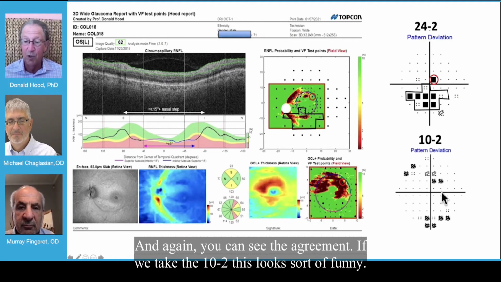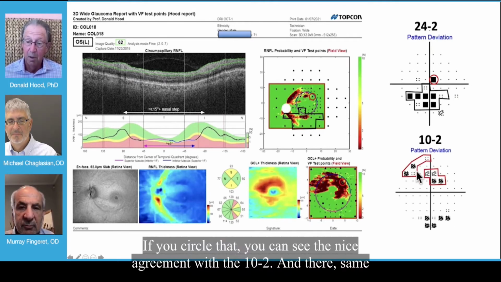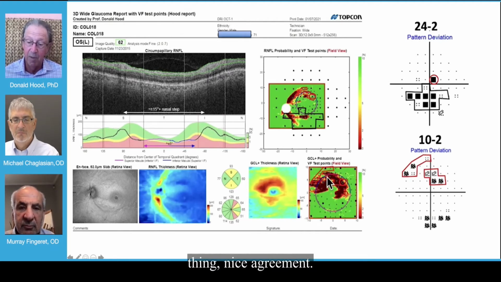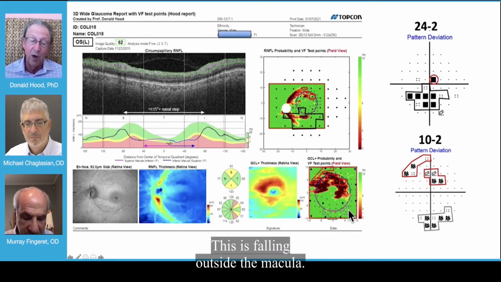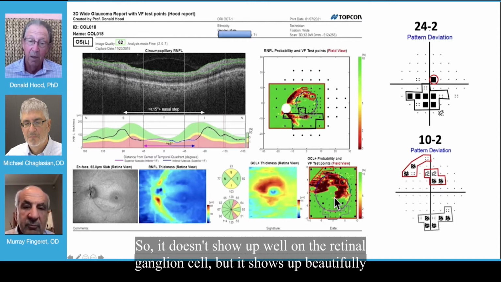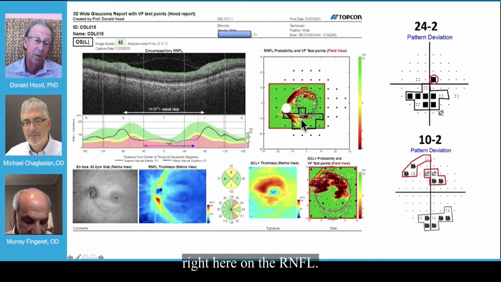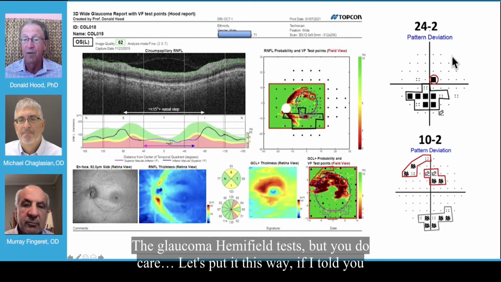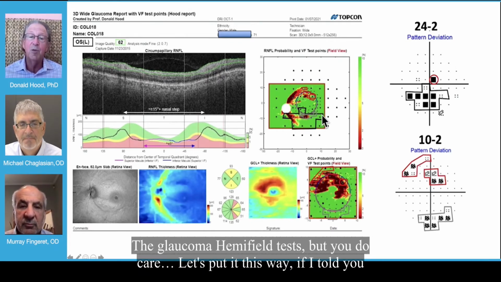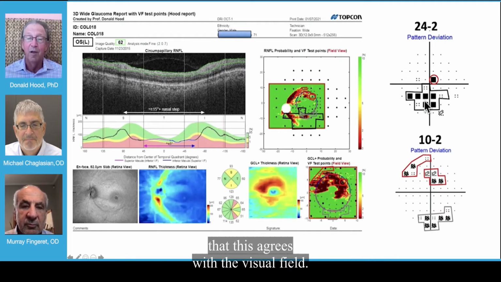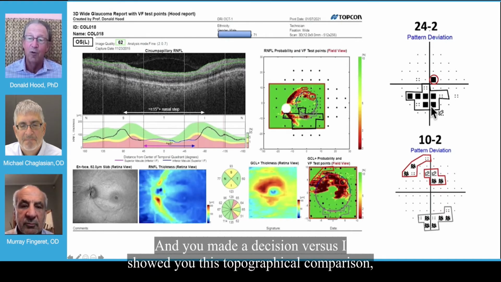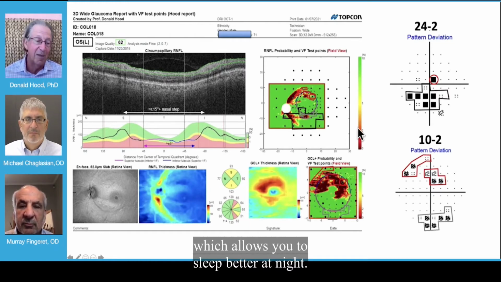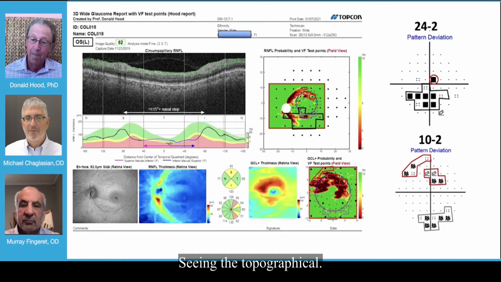If we take the 10-2, this looks sort of funny, but it's not funny at all. If you circle that, you can see the nice agreement with the 10-2. And there, same thing, nice agreement. This one's interesting. This is falling outside the macula, so it doesn't show up well on the retinal ganglion cell, but it shows up beautifully right here on the retinal nerve fiber. So again, you don't care about the mean deviation or glaucoma hemifield test. Let's put it this way: if I told you that this agrees with the visual field and you made a decision, versus I showed you this topographical comparison, which allows you to sleep better at night? Yeah, seeing the topographical.